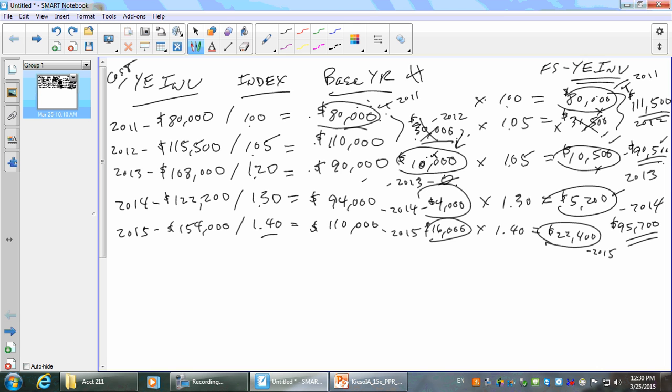Sometimes it's good to do really long ones so you can see it better, right? But work a few of these. 95.7 plus 22.4, what is it? 118. Okay, that's the 2015 ending inventory for the financial statements. 2016, is there one? Yep. How much? 142. Do that one.